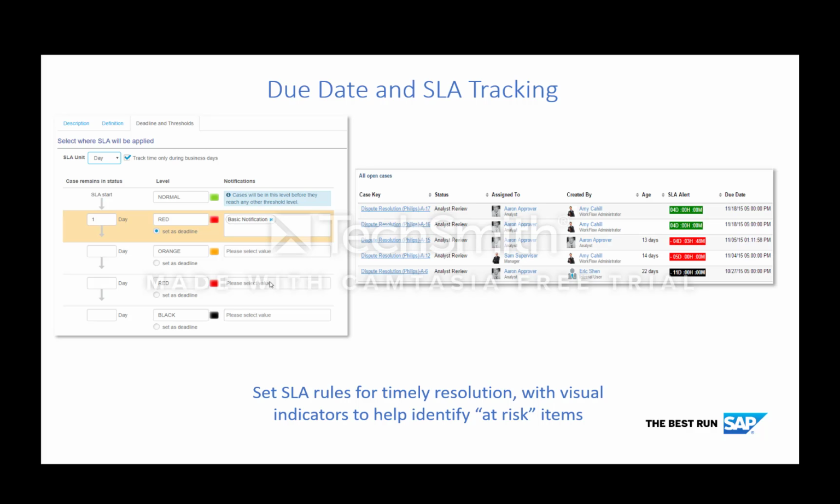Setting these SLAs allows you to easily report on all of your open cases to see where they stand in regards to their SLA criteria based off each color code. Every workflow is going to have its own SLA rules and notification settings, and next we're going to talk about how those notification settings can be configured.